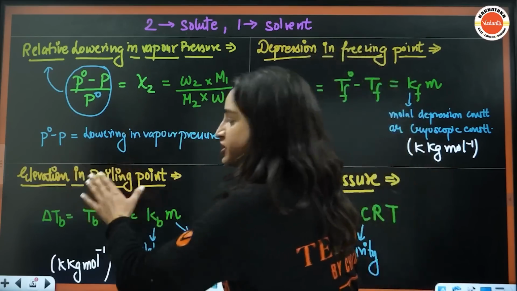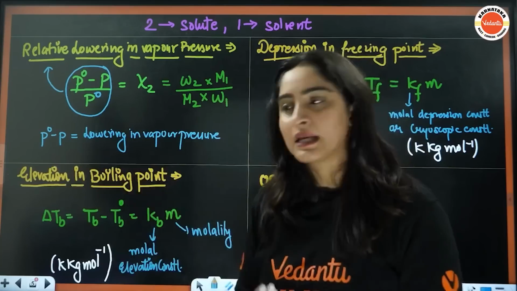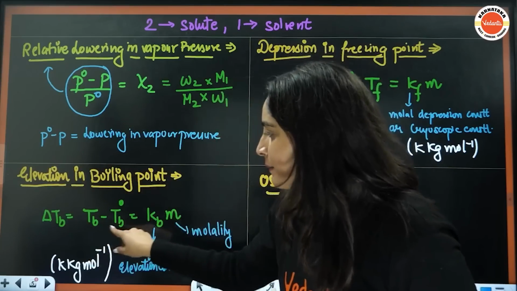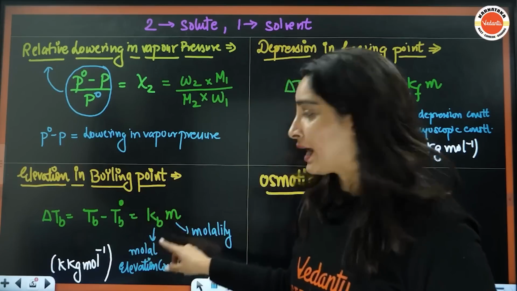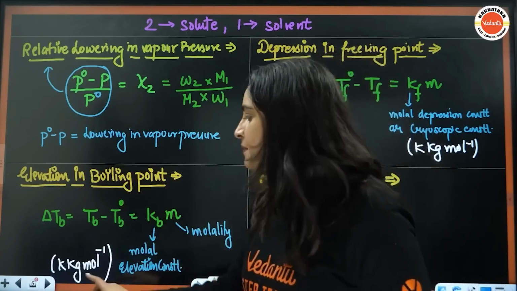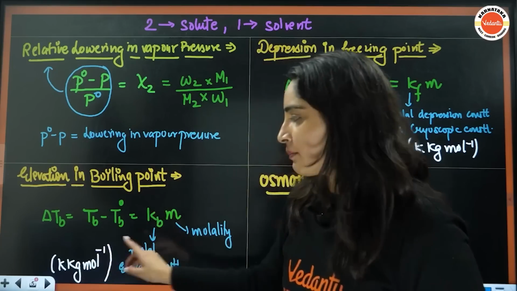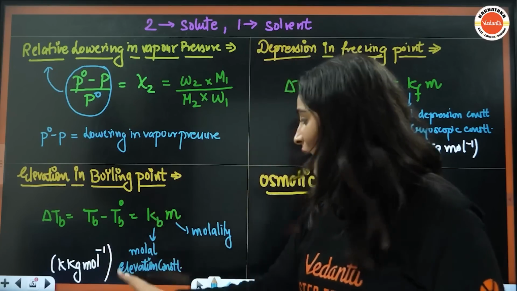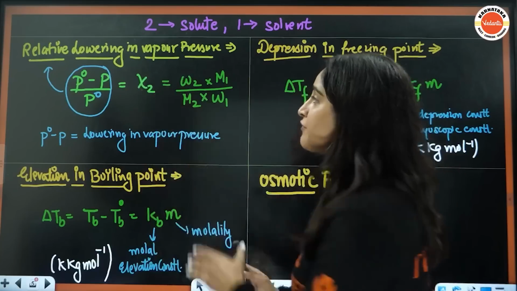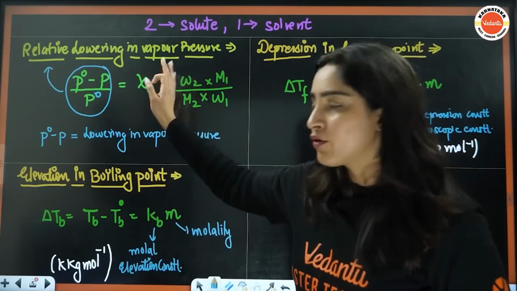Next we have elevation in boiling point. The boiling point is increased after adding some solute. So delta TB equals TB minus TB naught equals KB times m, where KB is the molal elevation constant. The units for KB are also mentioned here, and that can also be asked, where m is the molality. Always remember, relative lowering in vapor pressure is equal to the mole fraction, and here we have molality.